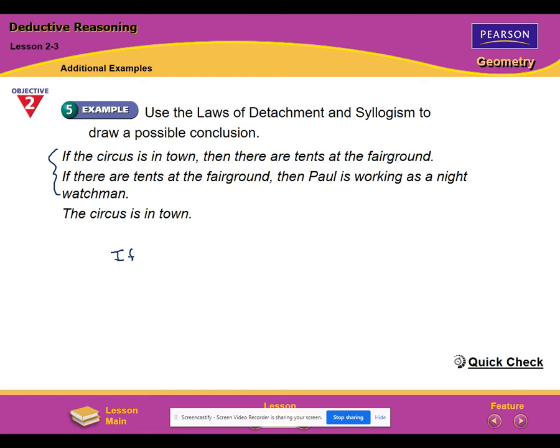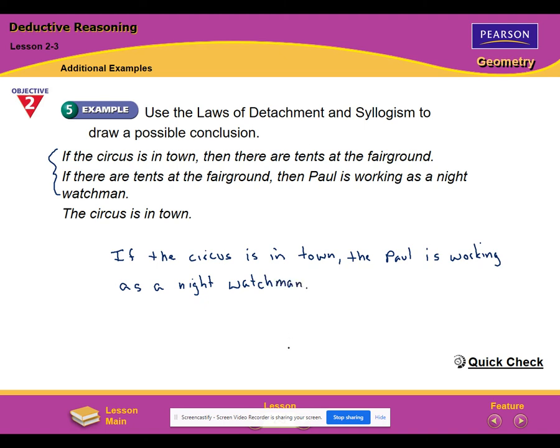You can conclude a sentence that would say, if the circus is in town, then Paul is working as a night watchman. But this is not the end goal. This is not the last, I should say. This is an intermediate conclusion that we've come up with. If the circus is in town, then Paul is working as a night watchman, right? Just using the law of syllogism.